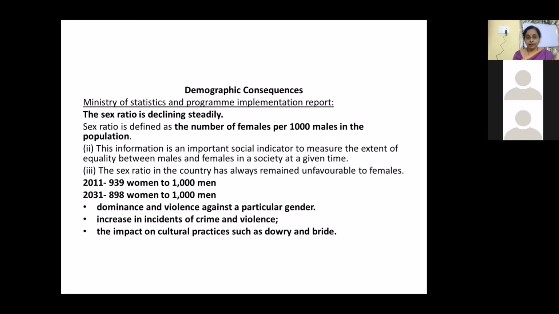This is again another incident. Then the impact on cultural practices such as dowry and the bride. The bride is the person who is going to suffer because she has to pay the dowry, or her parents have to pay the money in the name of dowry. This is again a social custom which is prevalent even till today.